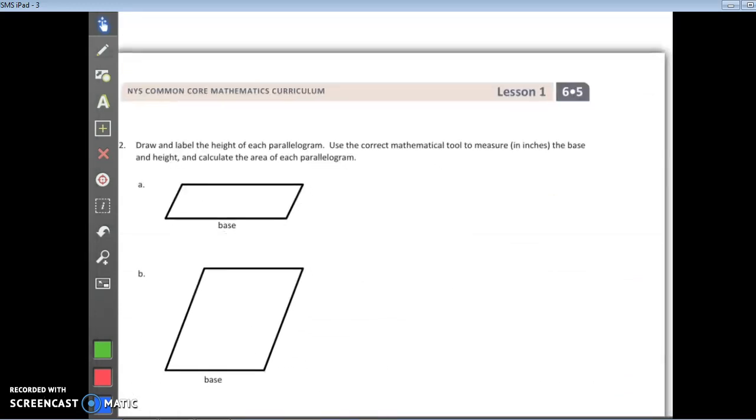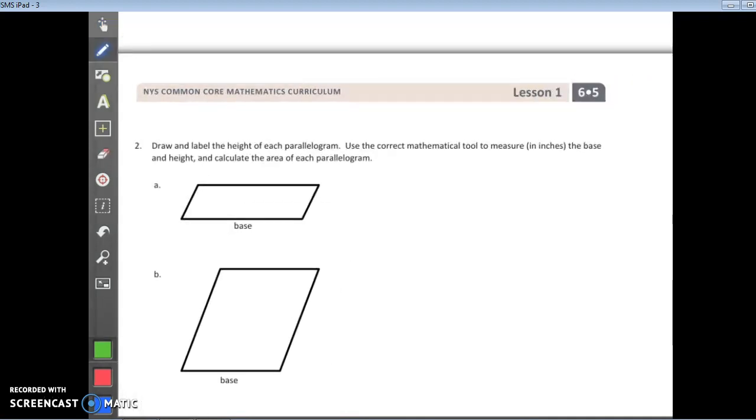In this section, it says draw and label the height. All I want you to do is understand that the height can be here. Draw a dashed line if you can. It can also be out here. If I wanted to, I could extend this line even further and then draw my height here. It doesn't say where it has to be, but it has to go from the base to the top in a straight line. If I make my base longer, I can go up until I hit the top. Either one of these works.